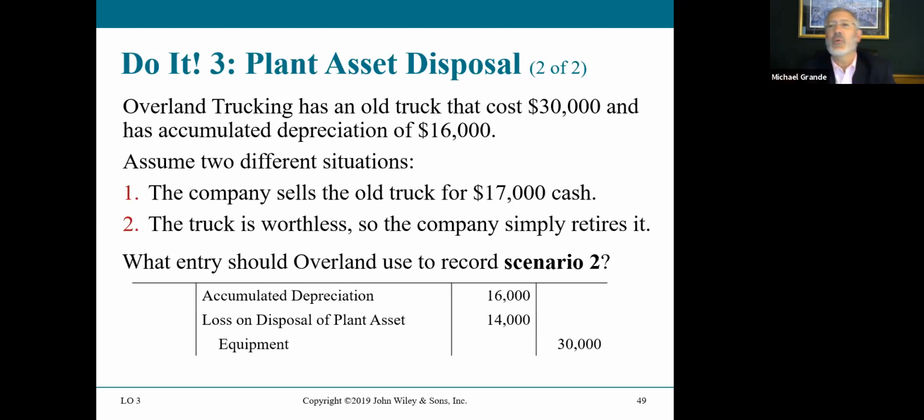Scenario two, truck is worthless. So they retire it. The key here, remove the accumulated depreciation with a debit, remove the asset with a credit. Your debits have to equal your credits. You need a debit. The debit is a loss. The debit's like an expense. You increase an expense with a debit. Loss on disposal.